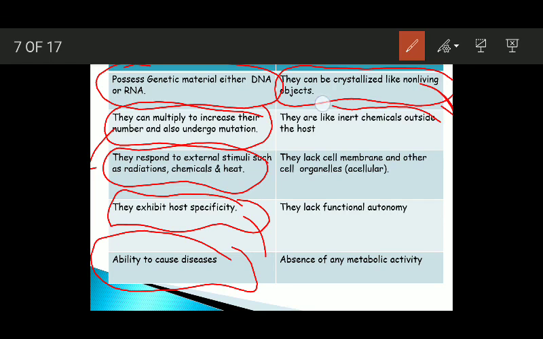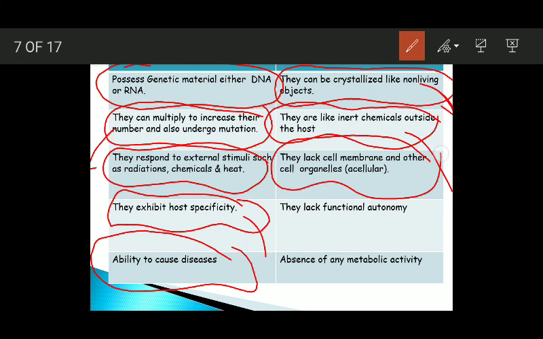The second non-living characteristic feature of viruses is they are like inert chemicals outside the host. As I told you earlier, outside the living host they are as good as inert chemicals, but once they enter the host cells they become active.